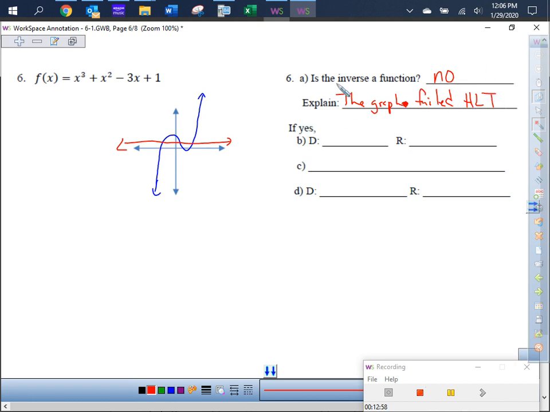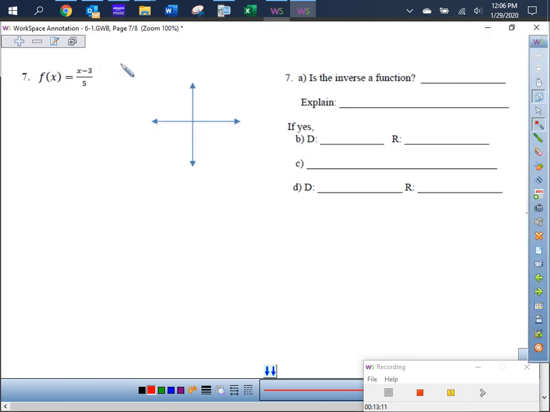If you say yes to part A, you do all this other stuff, dude. We say no, so it's not happening, right? This, we're done. That's nice. So we'll do the next guy.